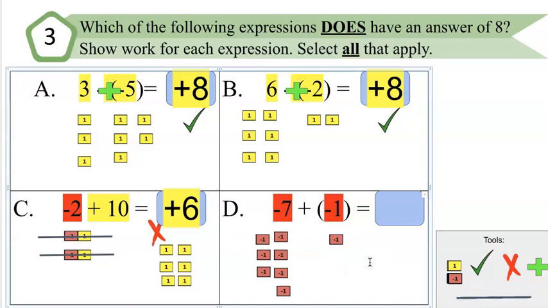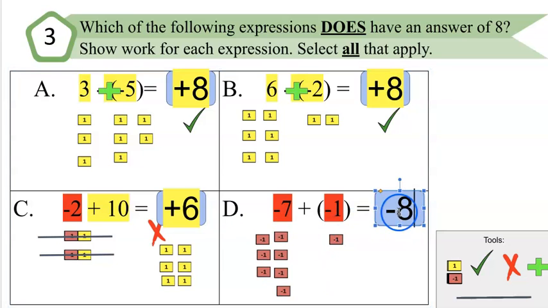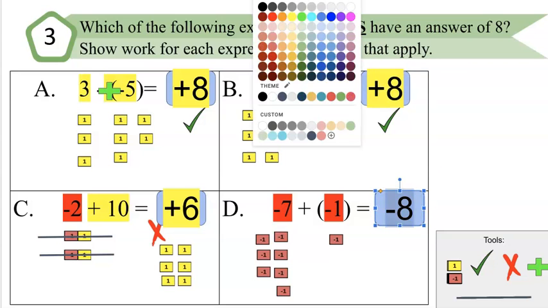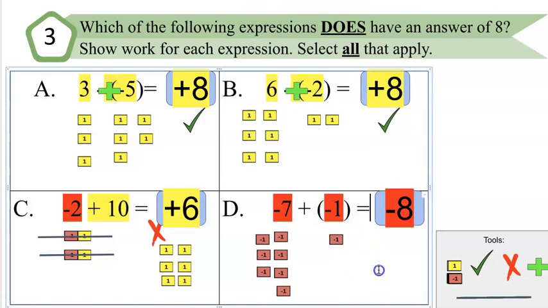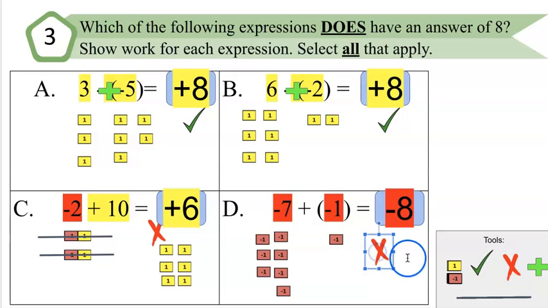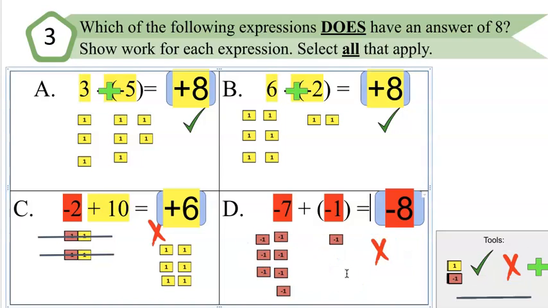Our next step is to look for zero pairs. We see they're all red. There are no zero pairs. When I count them, I get -8. You're going to go ahead and highlight your -8, and that's going to be red. So we have to remember our question. Our question is saying, select all that apply, and you want an answer of 8. There's a -8, so that's not an answer of 8. So you're going to get this X and put it right here, and that shows that that is a wrong solution.